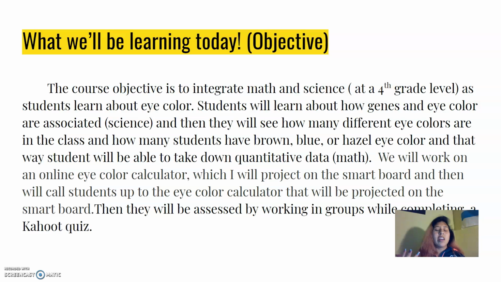We'll work on an online eye color calculator, which I will project on the smartboard, and then call students one by one so they can plug in the predictions of what color eyes the offspring will have. Then we're going to wrap up the lesson with assessing them in small groups using a Kahoot app.